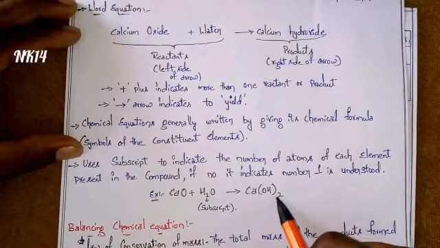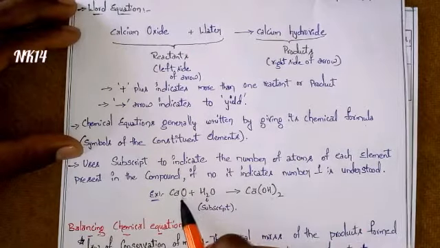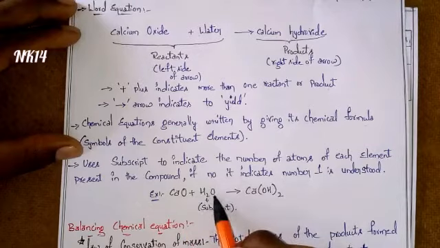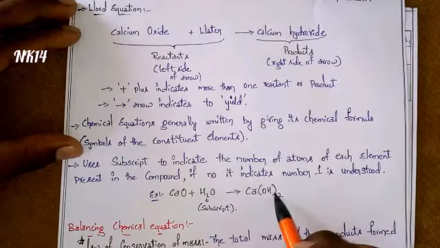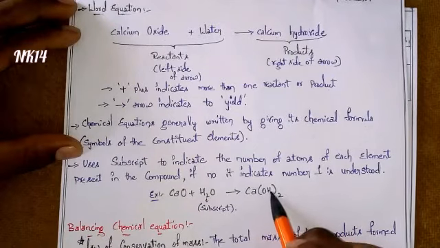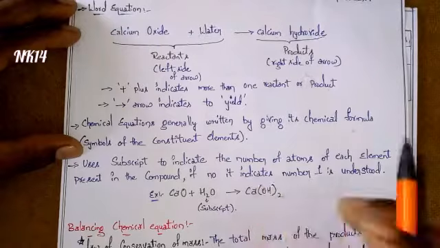Next, coming to products. If you see the reactants, there are 2 oxygens, one in the calcium oxide and another in the water. These two combine, and here you will get 2 oxygens, that is the subscript 2, given to the whole, that is OH2. This is the case of the chemical equation.